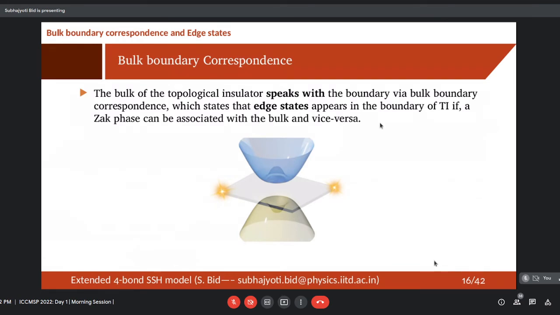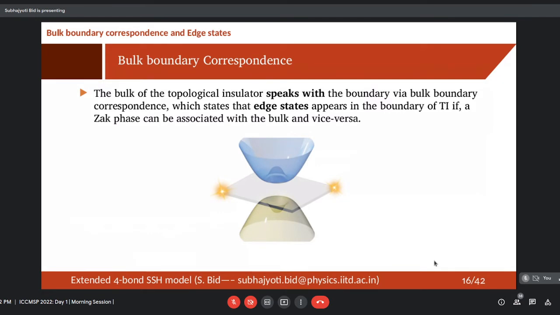states appear in the boundary of topological insulators if a Zak phase can be associated with the bulk, and vice versa. So if I have an edge state, without doing any calculation, I can tell that the bulk has a winding number of 1, or a Chern number of 1 in higher dimension, whatever it is called. And if there is no edge state, that means the bulk has winding number 0. That is, it is in the topologically trivial phase, there are no edge states, and in the topologically non-trivial phase, there are edge states.